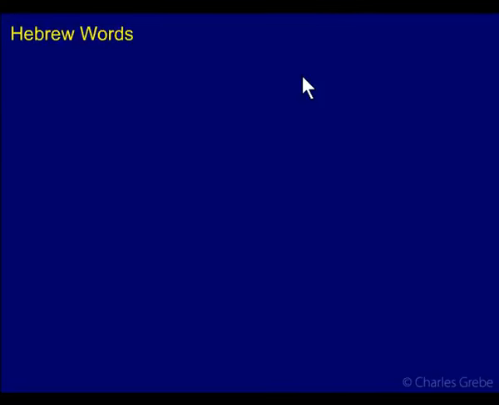Hebrew words. We're about to turn to a discussion of Hebrew verbs, but before I discuss verbs, I want to just introduce you to Hebrew words in general and something called roots. Hebrew is built on what they call a triliteral root system, meaning three roots.